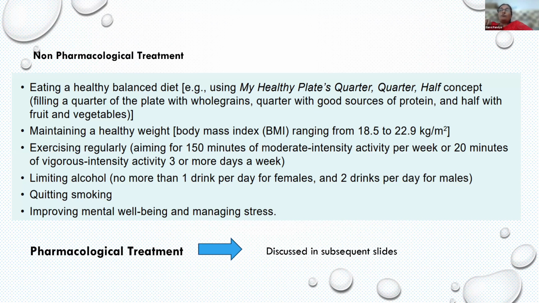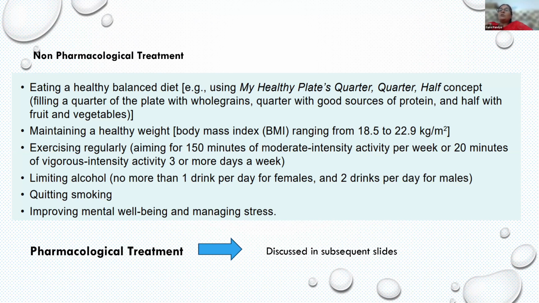For BMI, we have to follow the Asian BMI range, which is 18.5 to 22.9, which is different from the Western BMI range for normal BMI. Exercise regularly: moderate intensity exercise, 30 minutes 5 times per week, so a total of 150 minutes, is encouraged or advisable. And if the patient doesn't have enough time to do the 150 minutes of moderate intensity activity, then they can do 20 minutes of vigorous intensity activity 3 or more times a week.